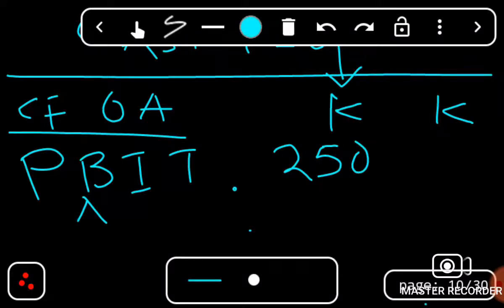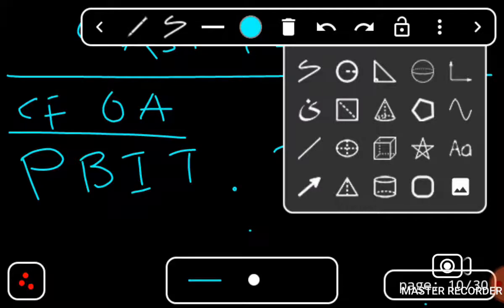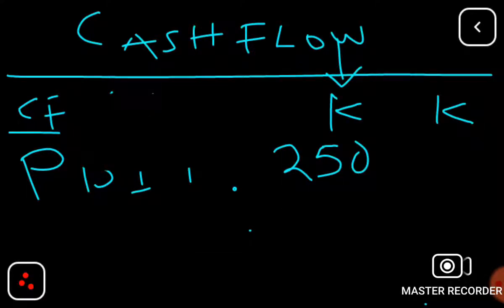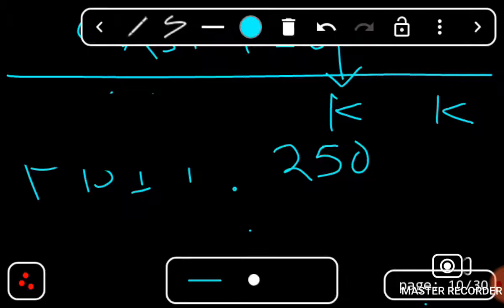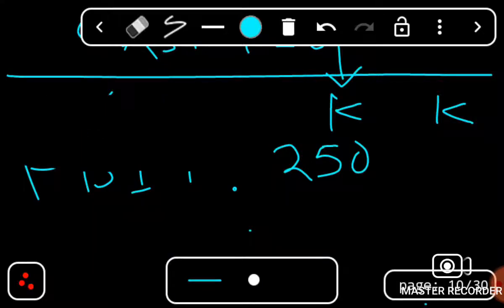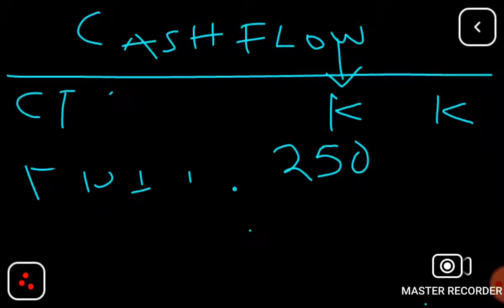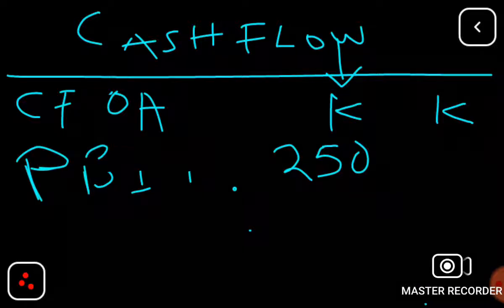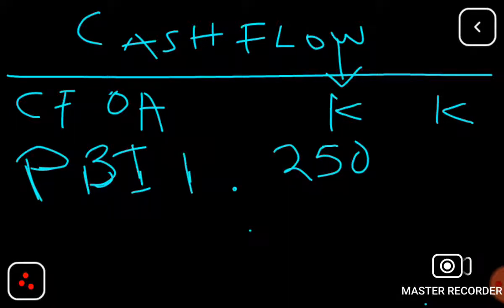Okay, so we have adjustments. By the way, let me just clarify something here. Let me just rewrite that part. Cash flow from operating activity. Don't underline that word. Okay, just leave it like that. So profit before tax is 250. Now let us look at adjustments.